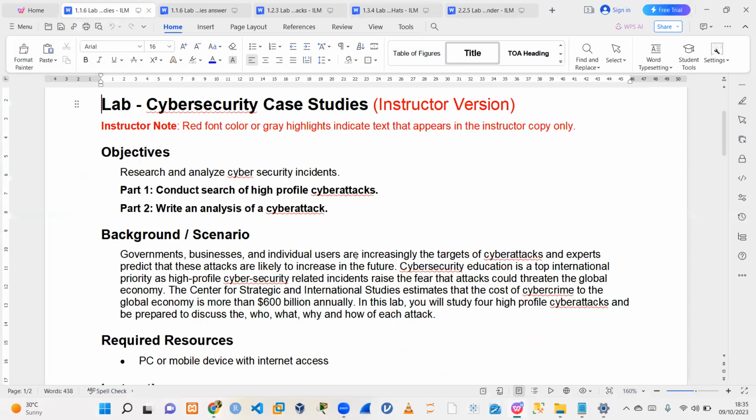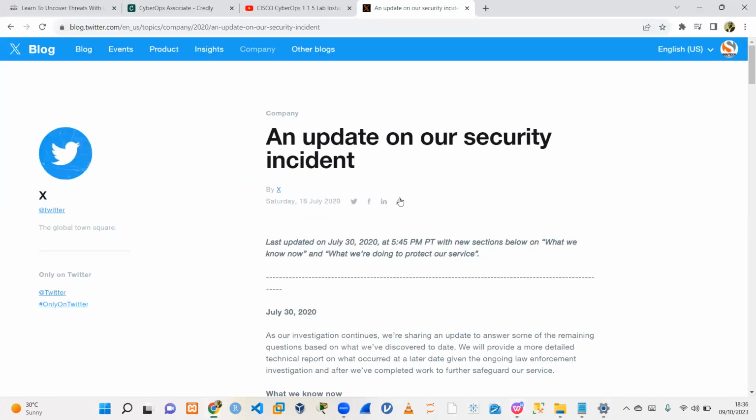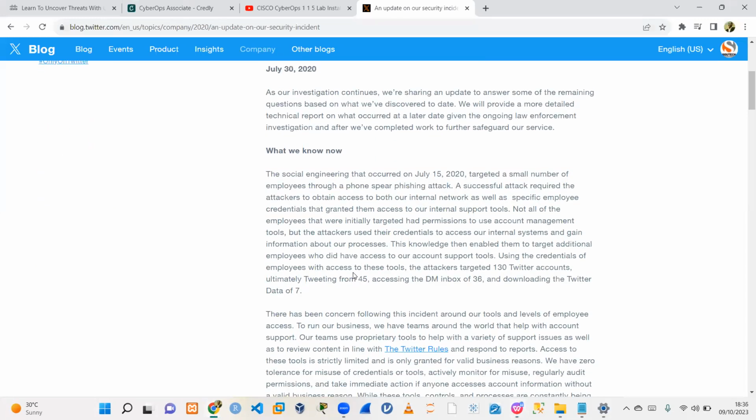Governments, businesses, and individual users are increasing targets of cyber attacks, and experts predict that these attacks are likely to increase in the future. Cybersecurity education is a top international priority, as high-profile cybersecurity-related incidents raise the fear that attacks could threaten the global economy. If you check this attack that happened on Twitter, somebody created an account and said what did he say?